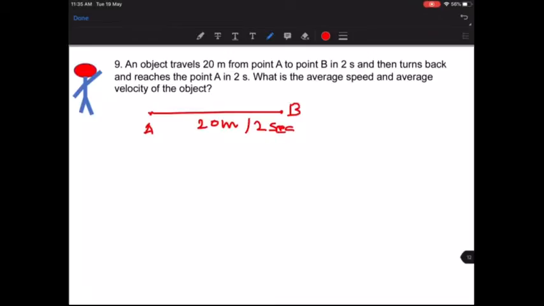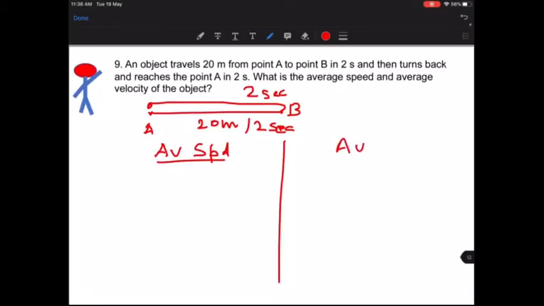Then it turns back and reaches the same point in 2 seconds. So from B he turns back and reaches the same point A. In how many seconds? In 2 seconds again. What is the average speed and average velocity? So we will divide the page into 2 parts. Here we will calculate the average speed and then we will calculate the average velocity.